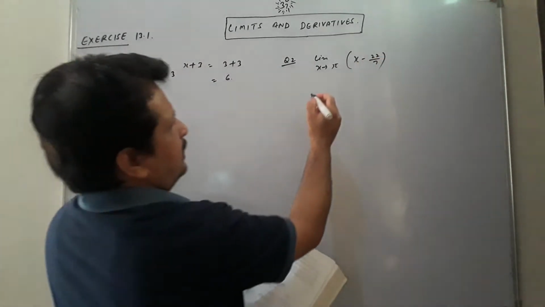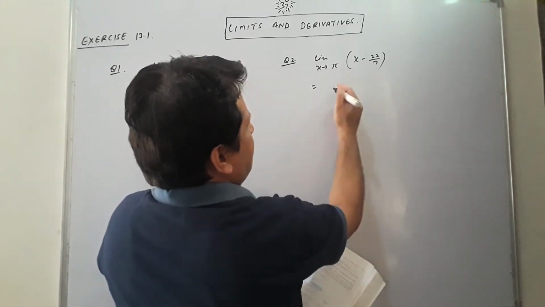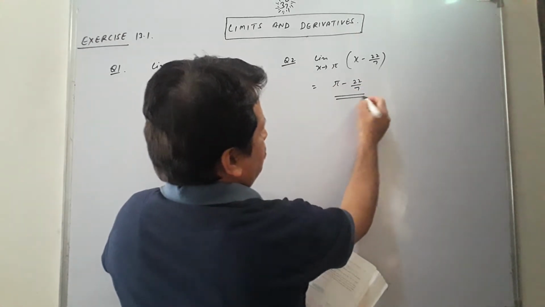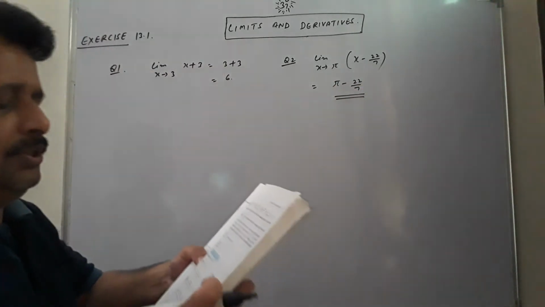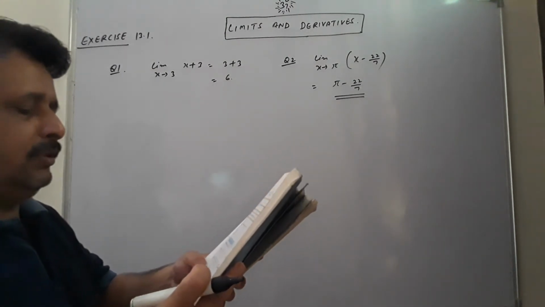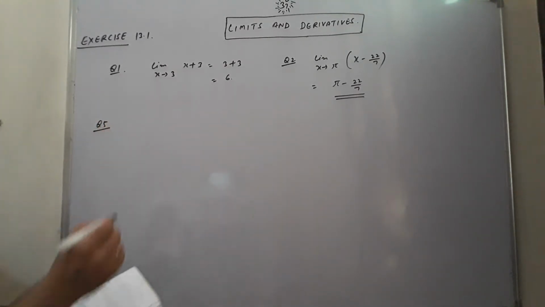So once again, students, x tends to pi. In place of x we will write pi minus 22 by 7. So that will be your answer. Very simple questions these are. So question number 3 is the same, 4th is the same. Solve it yourself. Come to question number 5.